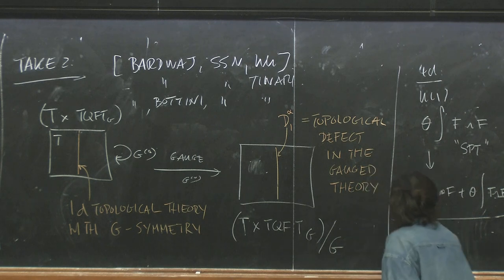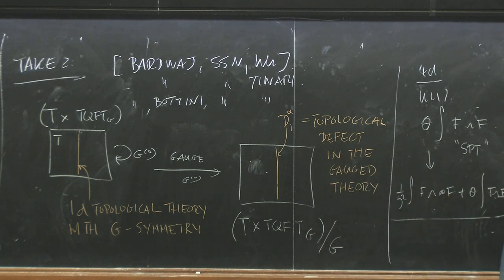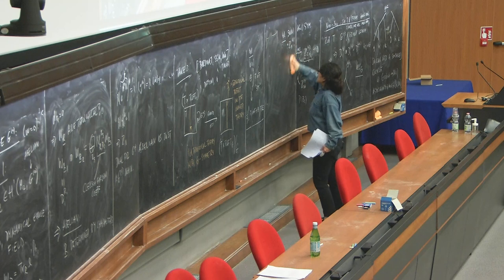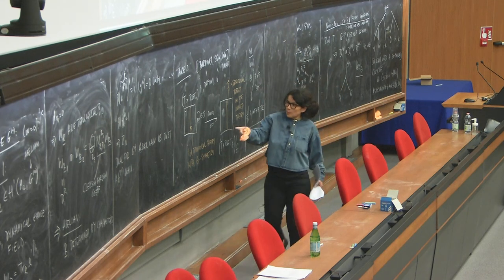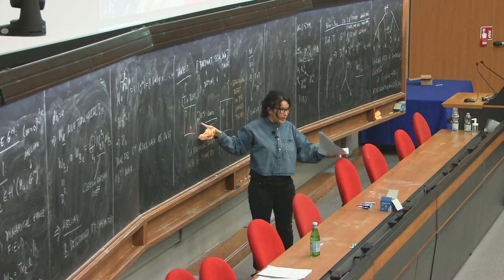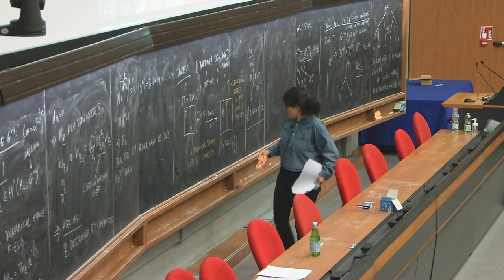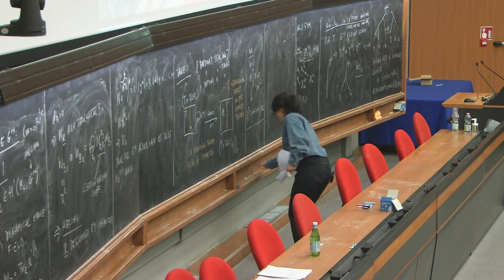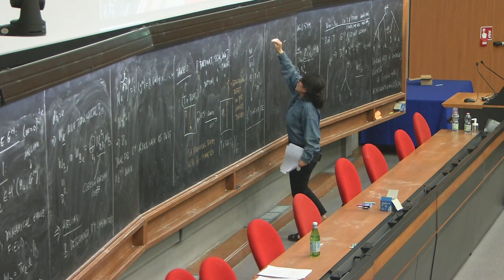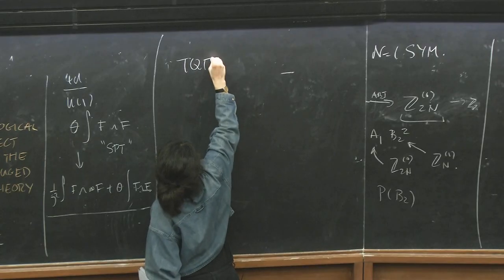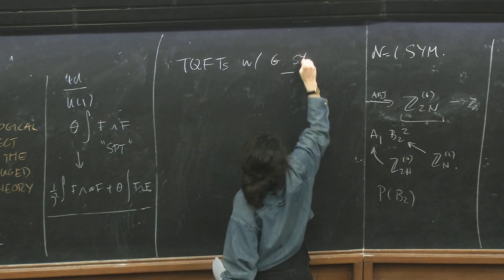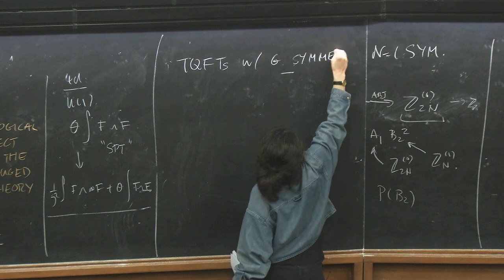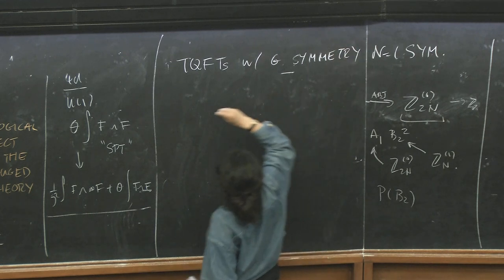So why is this now a useful thing to do? We can now look at this problem that we're discussing here. We had a global G symmetry. Now, G can be non-abelian, no problem at all. Now, what are TQFTs with G symmetry? So, one-dimensional.